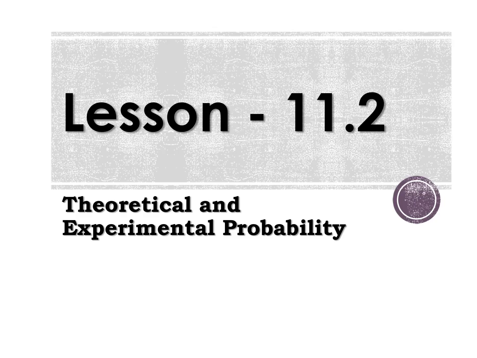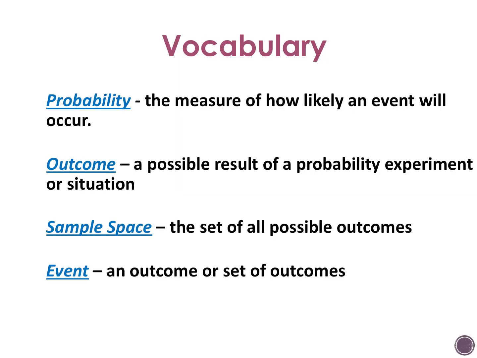So today's lesson is lesson 11.2. And we start off with some vocabulary words. If you notice on your note sheet, you can start filling out some of these definitions. Basically, probability is the measure of how likely an event will occur. And the outcome is the possible result of the probability experiment or situation. So for instance, flipping a coin, your outcomes there would be heads or tails.